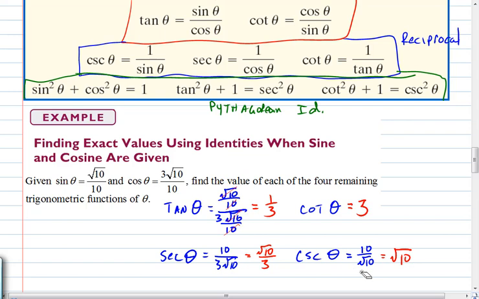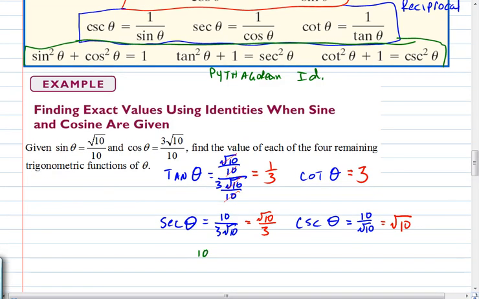Do you need to see that step, how I rationalized it? So I have 10 over 3 square roots of 10 times the square root of 10 over the square root of 10. And that's going to give me 10 square roots of 10 over 3 times 10, and then the 10s are going to cancel out here, and that's where this came from.